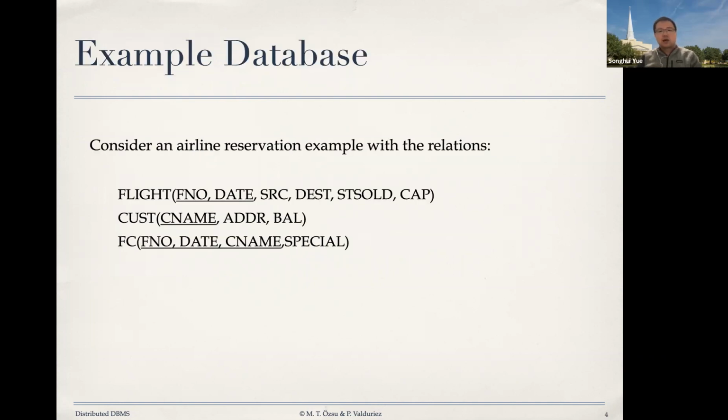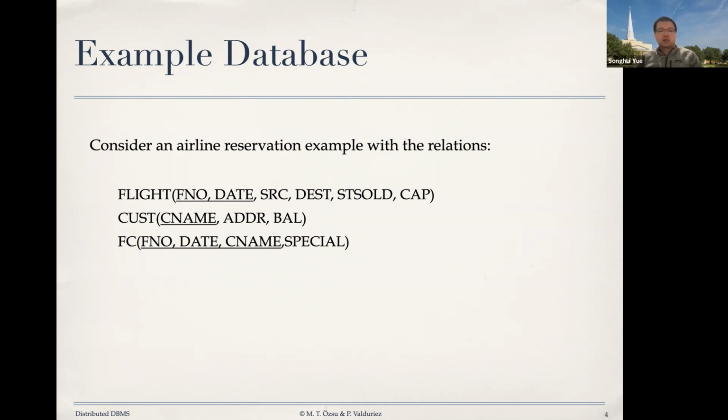So next we will have some more complex transaction examples. So consider a database for an airline reservation business. So there could be 3 tables. The first one is the flight. It contains the flight number, the date of the flight, and the source location and destination location. And seat sold, it's the number of seats that have been sold. And cap is the total number of seats of the flight.